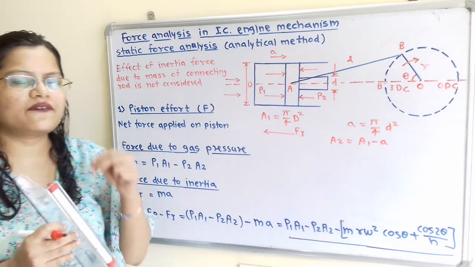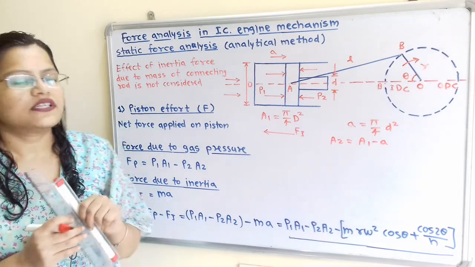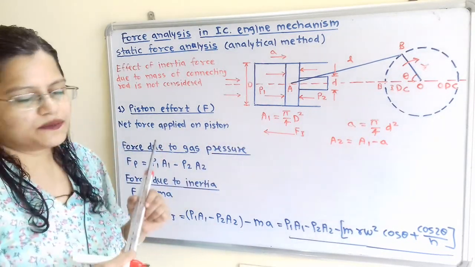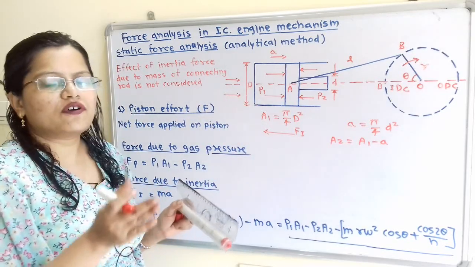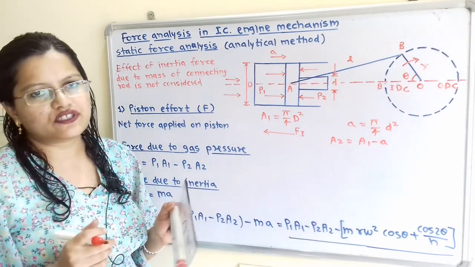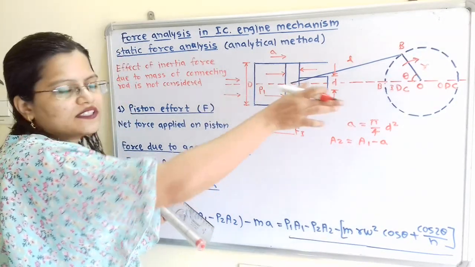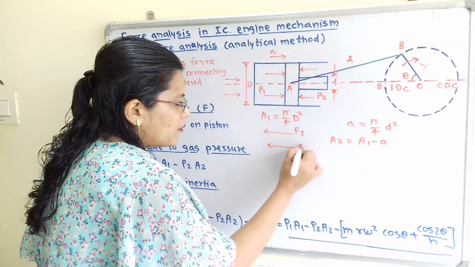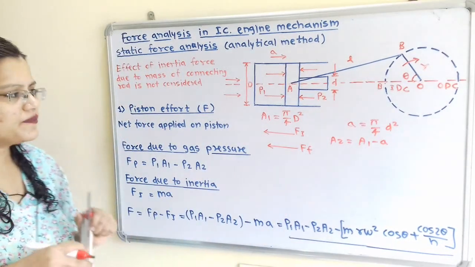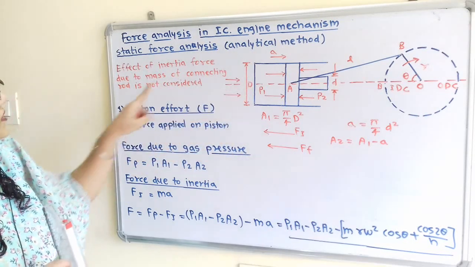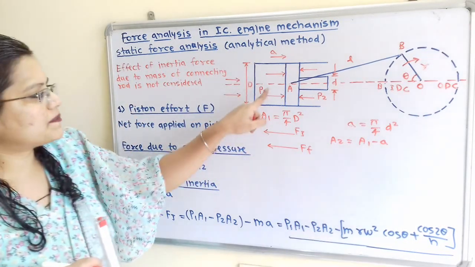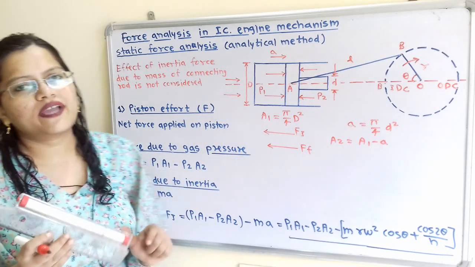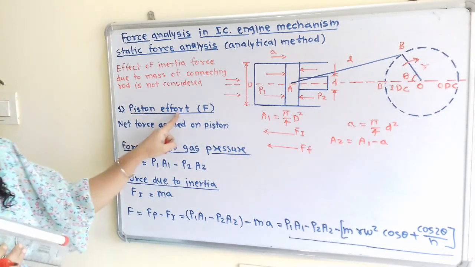Now suppose there is the friction mentioned in the question. So due to friction, there is the friction force applied to the arrangement. So this friction force always acts in the opposite direction to the motion. So this motion is towards the right hand side direction. So friction force we have to consider in the opposite direction. So this is the friction force. So all these forces, that is, first is the force due to gas pressure Fp, then second one inertia force as well as friction force, we have to consider to calculate the piston effort F.